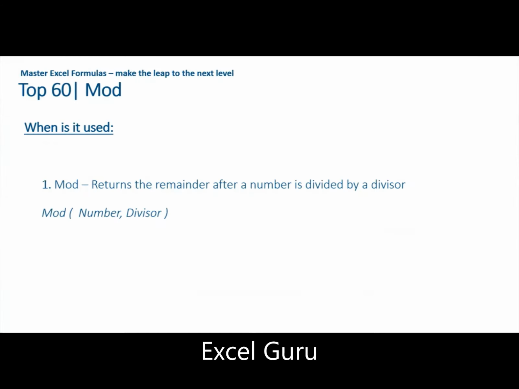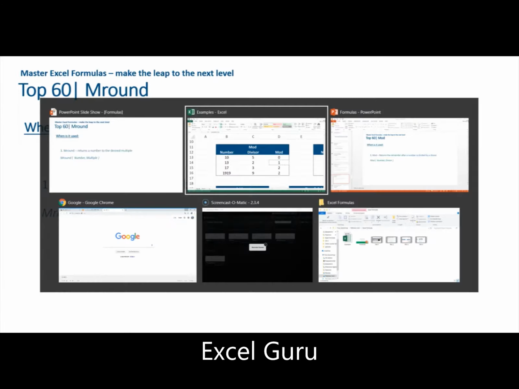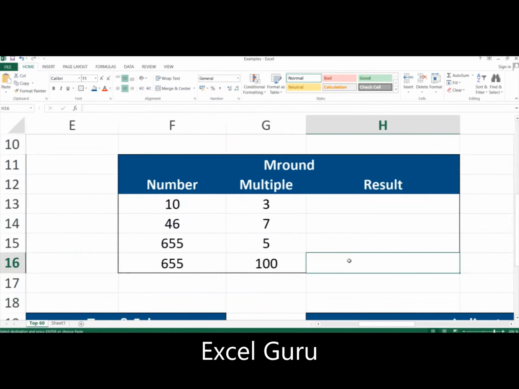Back to the presentation. The next formula is MROUND. This is a pretty good formula, and I really like it, and you will see why. But first of all, what the formula does is it returns a number rounded to the desired multiple. It might sound a little bit confusing at the moment, but you will see what I mean when I give you the example here.